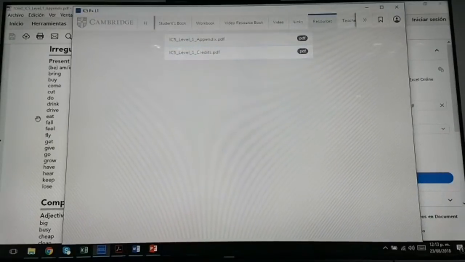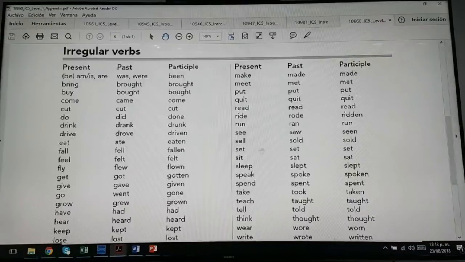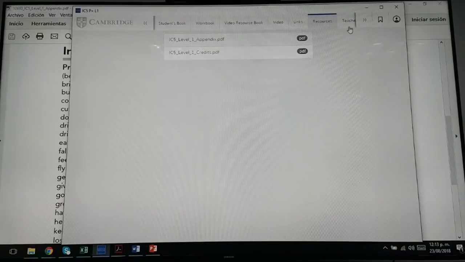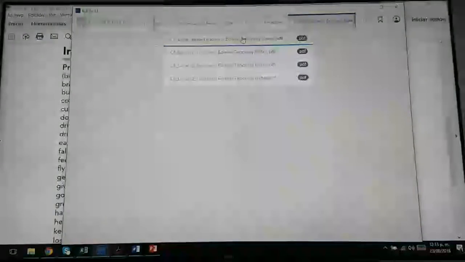This is printable, photocopiable material. You don't need to think that you are infringing any law if you are using this material with your students. You have that possibility to use. And then we also have the teacher's edition, teaching notes. So everything you need to know on how to teach with Interchange comes here. It comes for different levels. You have the PDFs.